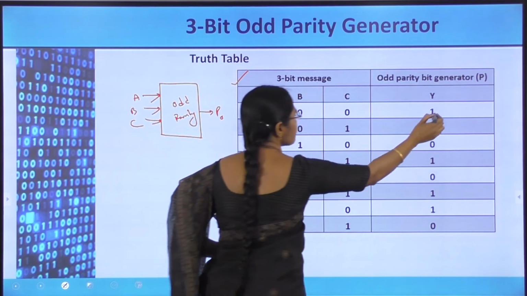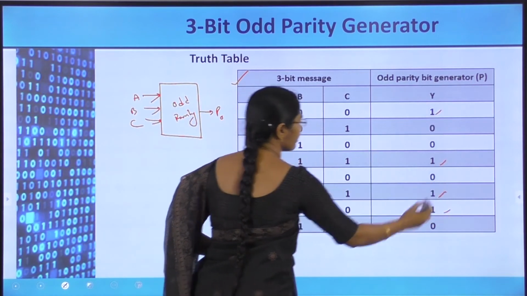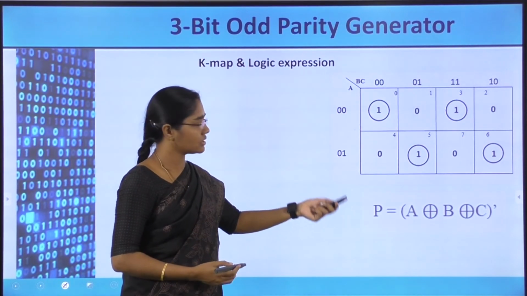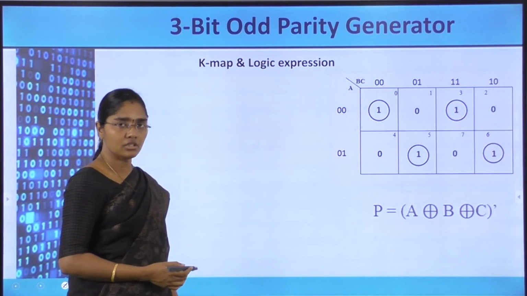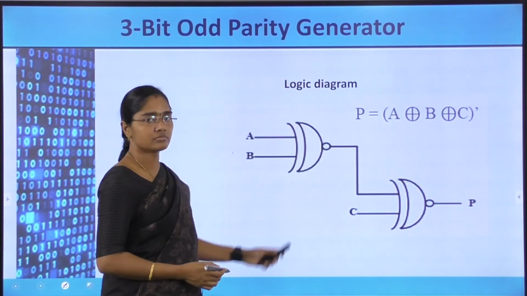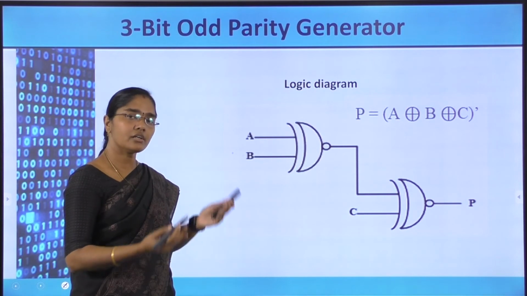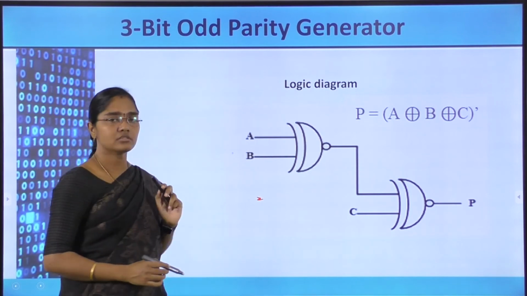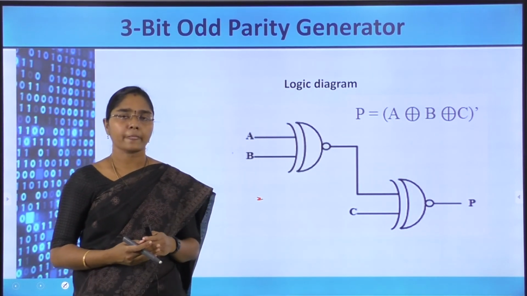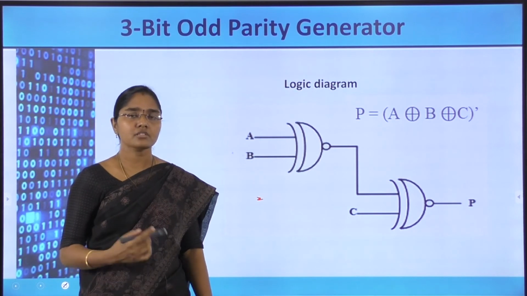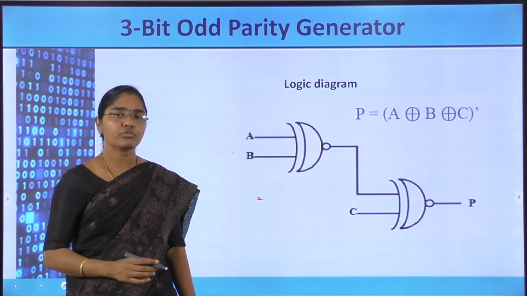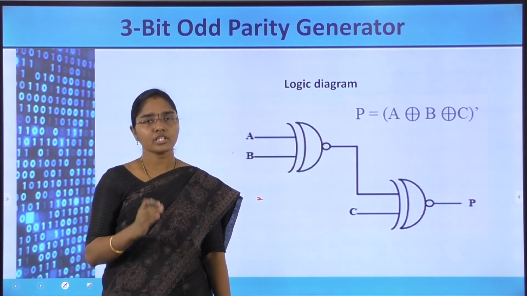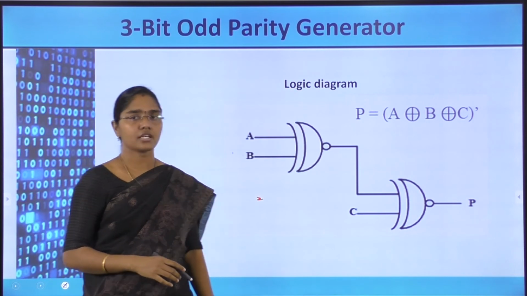From this, taking the terms 0, 3, 5 and 6, solving for simplification, we get the expression A XOR B XOR C whole bar, and implement it with XNOR gates, or XOR gates with an output inverter. So this is the 3-bit odd parity generator. Like this, 4-bit, 5-bit, 6-bit, you can generate any number of odd parity generators. I hope you understood even parity and odd parity generators.